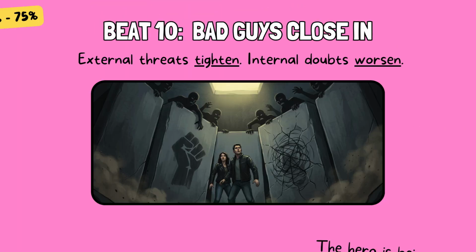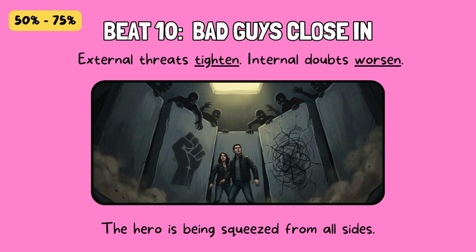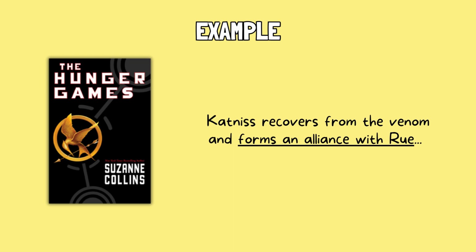Beat 10, bad guys close in. After the midpoint, the pressure doubles. External threats tighten. Internal doubts worsen. The hero is being squeezed from all sides. In The Hunger Games, Katniss recovers from the venom and forms an alliance with Rue, the 12-year-old tribute from District 11, who reminds her of Prim.